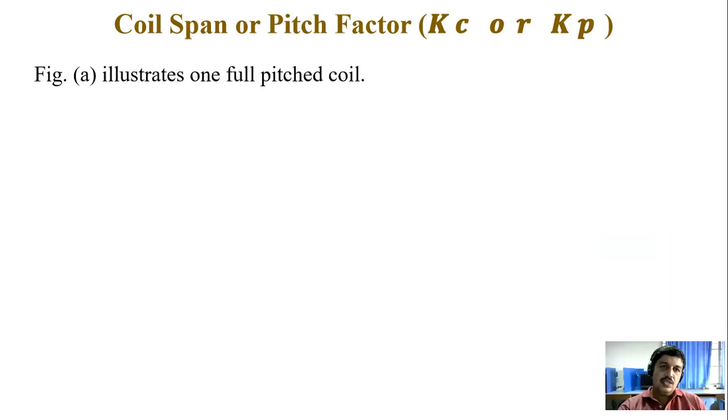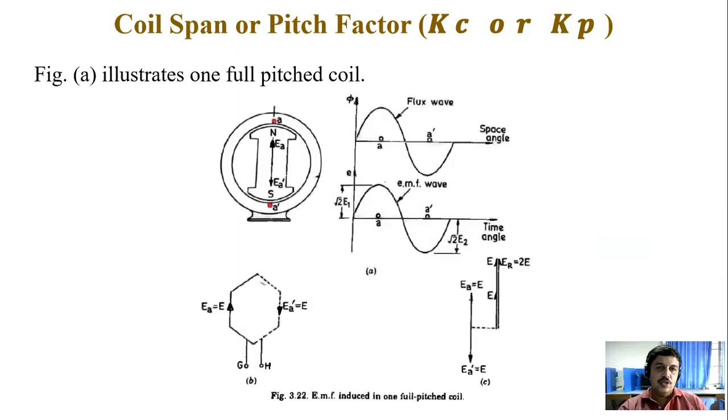For this purpose, let us consider one full pitch coil. Here I have shown a two-pole machine or two-pole alternator. One coil is a full pitch coil, represented as coil A A dash. This coil is said to be full pitch because coil side A lies under the influence of the N pole and coil side A dash lies under the influence of the S pole. In this case, the coil span is equal to 180 degrees electrical, that is equal to the pole pitch. So the coil is said to be a full pitch coil.